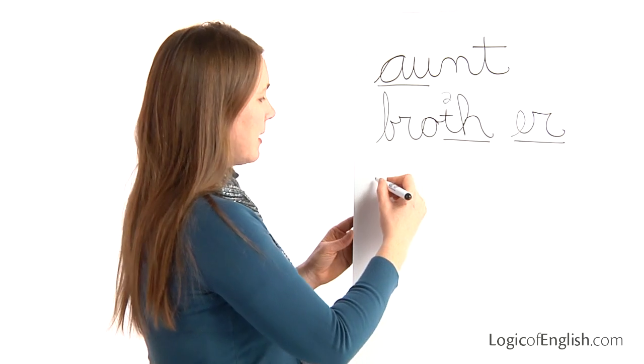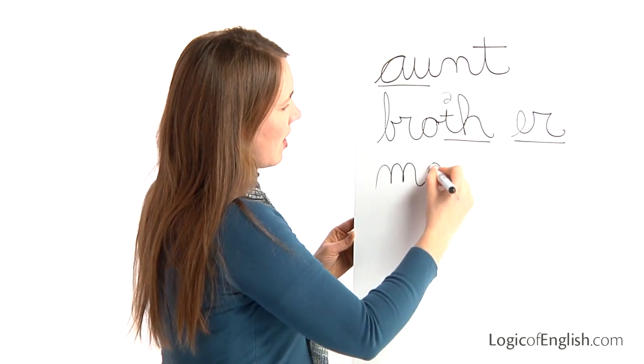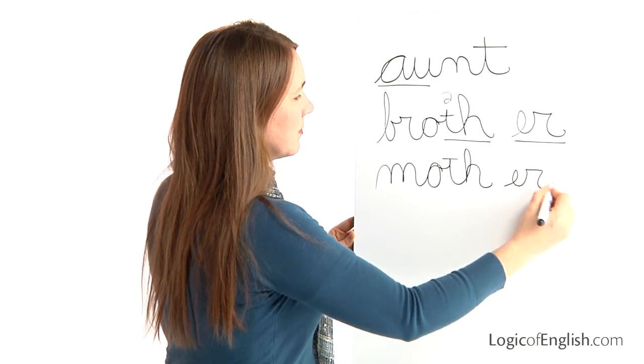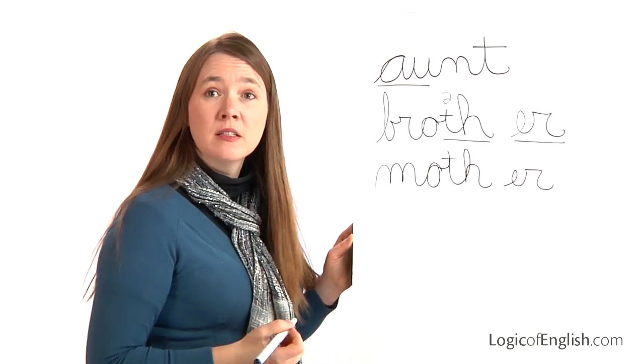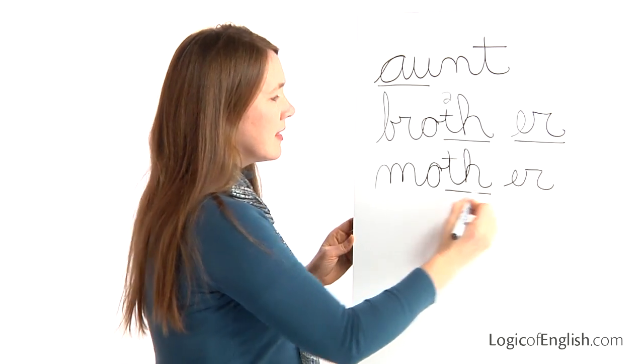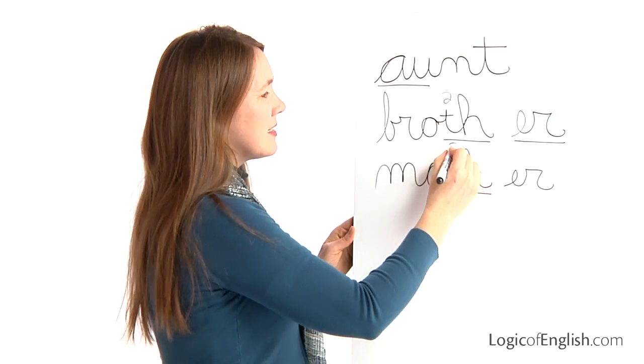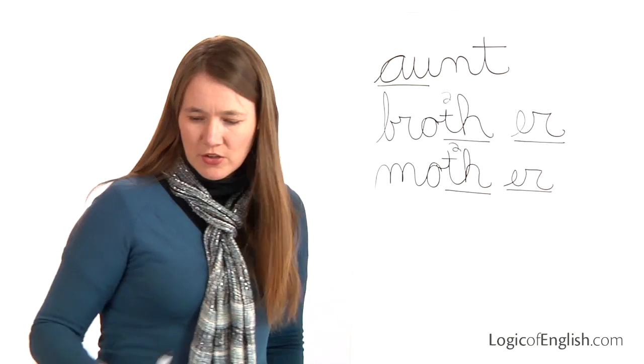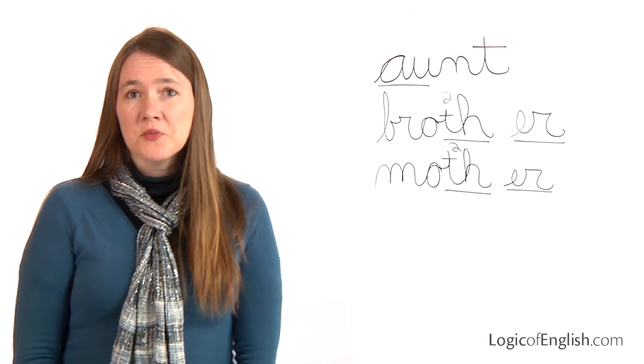And now help me to write it. M, a, v. Second syllable is er. And how will we mark it? We'll underline the v, and we'll put a 2 over it because v said its second sound, and we'll underline the er.